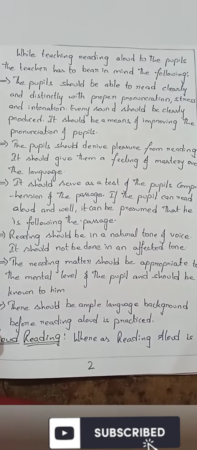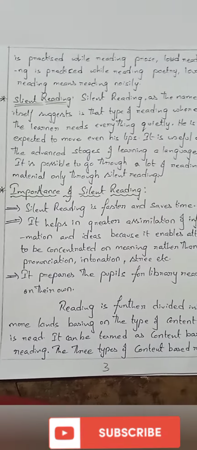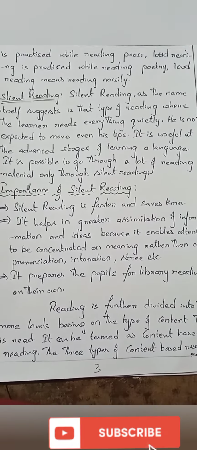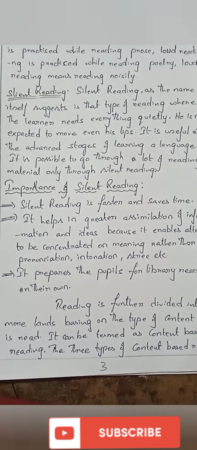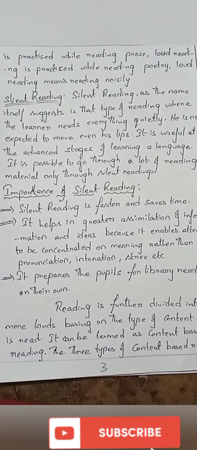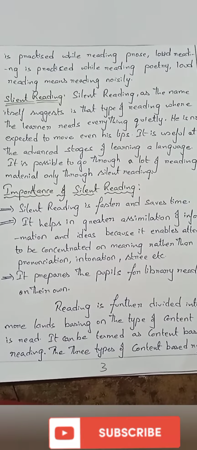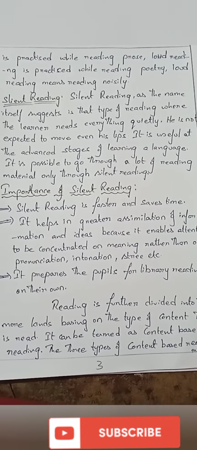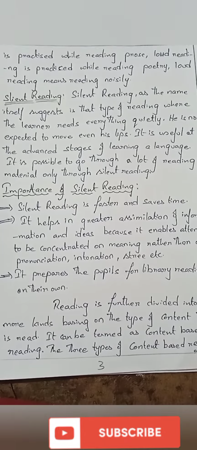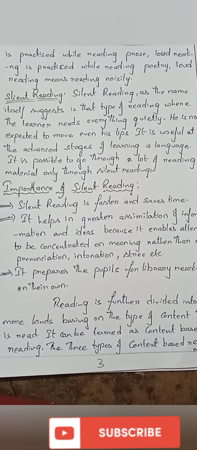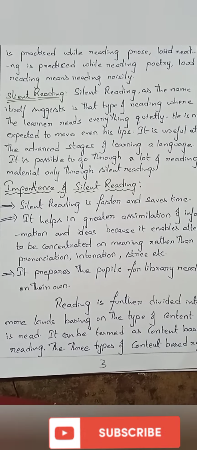Loud reading. Whereas reading aloud is practiced while reading prose, loud reading is practiced while reading poetry. Loud reading means reading noisily. Silent reading, as the name itself suggests, is that type of reading where the learner reads everything quietly. He is not expected to move even his lips. It is useful at the advanced stages of learning a language. It is possible to go through a lot of reading material only through silent reading.